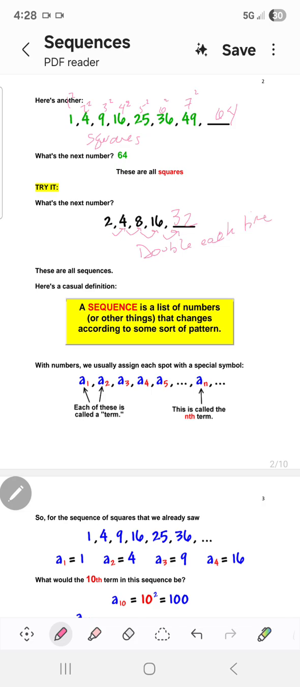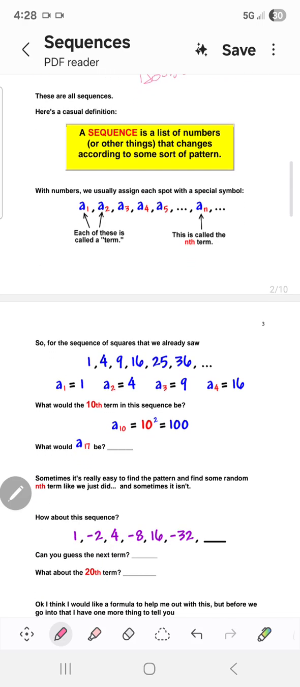So here's the definition. A sequence is a list of numbers or other things that change according to some pattern. With numbers, we usually assign each spot some symbol. Each one of these is called a term because it's a term in a sequence. Basically, it's a spot, all right? This is term 1, the first term. This is term 2, the second term. The third term, the fourth term, dot, dot, dot.